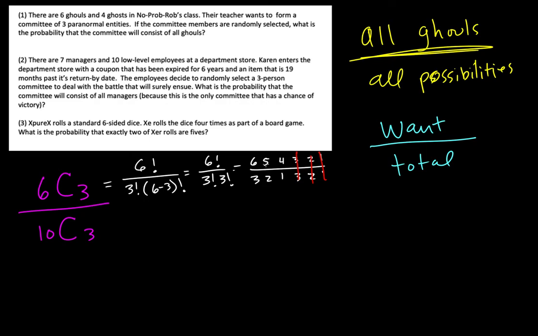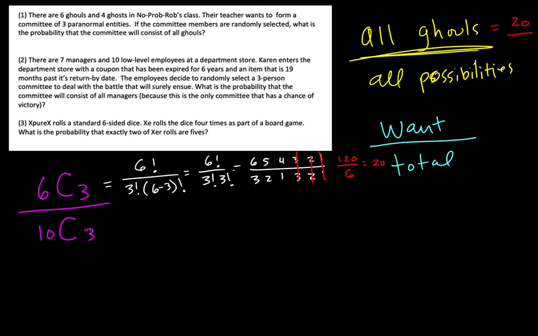6 times 5 is 30. 30 times 4 is 120. 3 times 2 times 1 is going to give us 6. And if we do 120 divided by 6, we end up with 20. So the top of our fraction is 20.